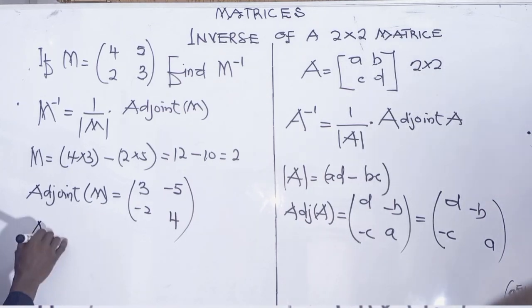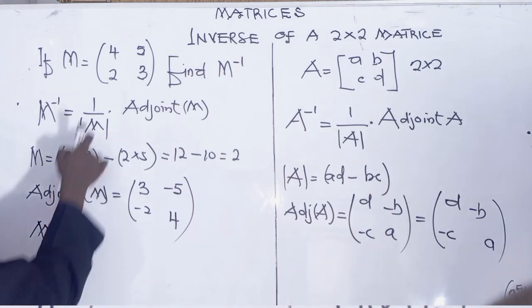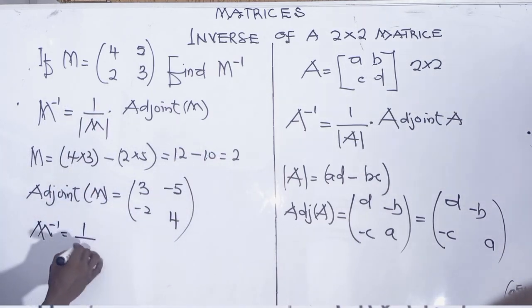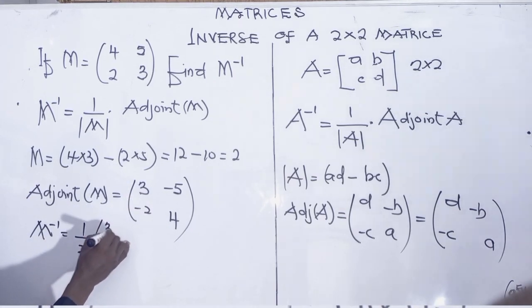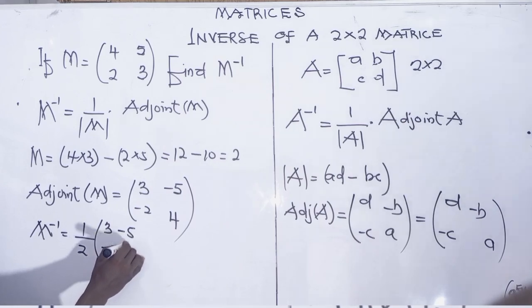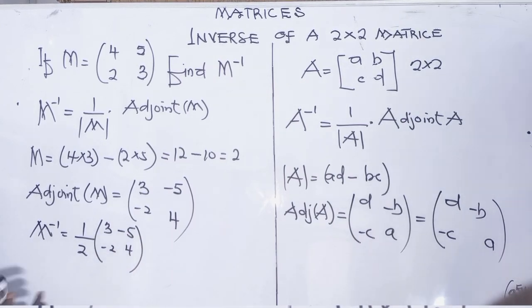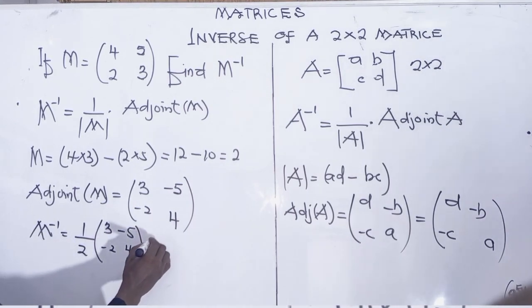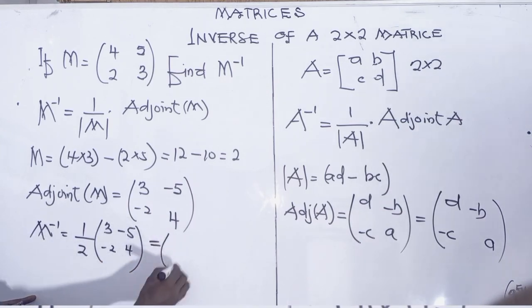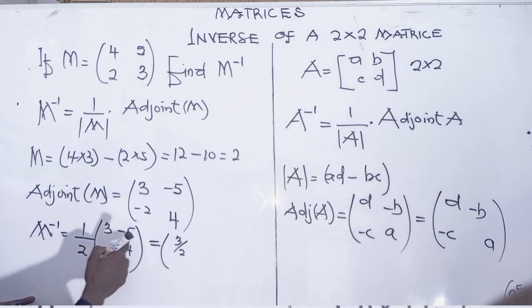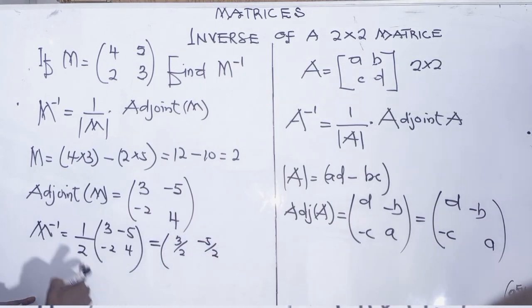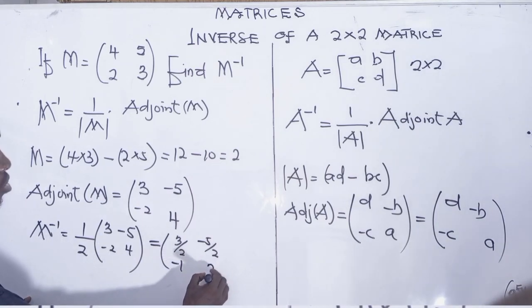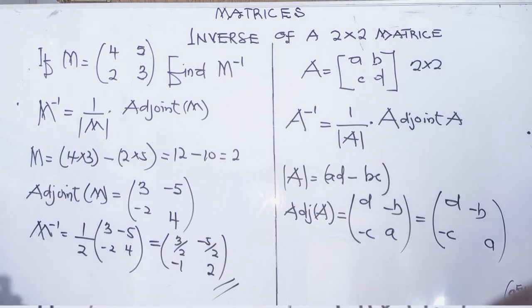Now once you have this, we are just going to substitute this into the formula. So we have 1 all over the determinant multiplied by what? The adjoint of M. So this is the inverse of this matrix. You can leave it in this form, or better still, you can continue to expand the bracket. So this is going to give us 3 over 2. Half times minus 5 will give us minus 5 over 2. Half times minus 2 gives us minus 1. And then half times 4 will give us what? 2. So this is the inverse of matrix M, as easy as that.